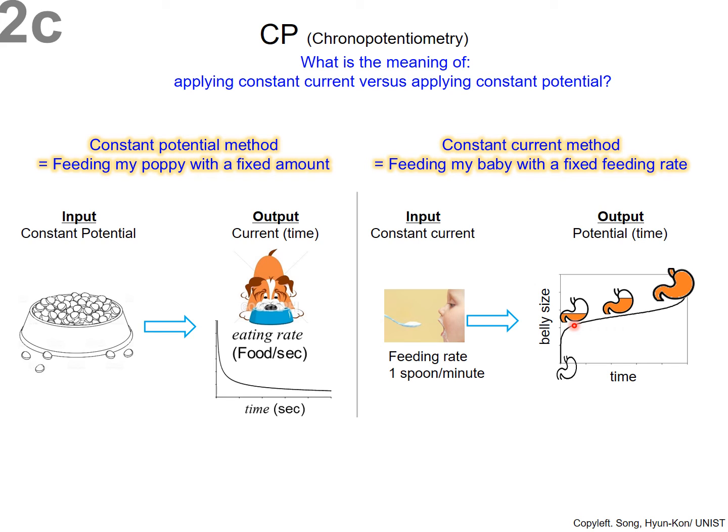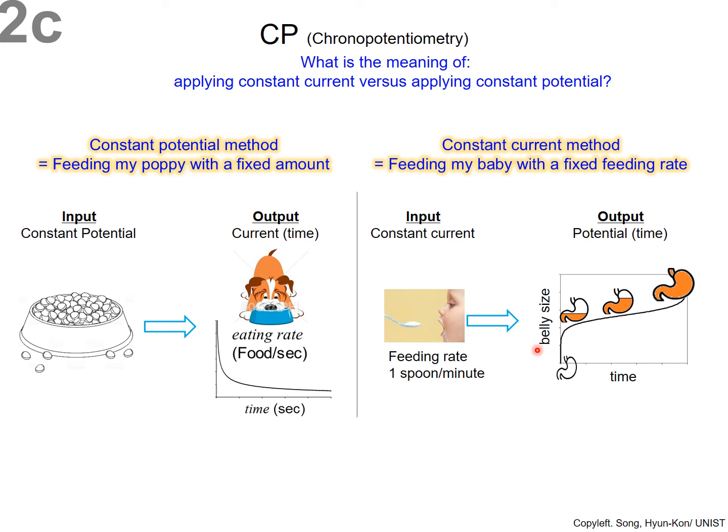Still, I'm feeding my baby at the same feeding rate, like 1 spoon per minute, and then the empty space is filled out by the food from here to there, and the volume change is not very significant, unlike at the very first time. However, the volume of stomach would increase slowly. After the stomach is full of food, then probably my baby would resist eating. So the belly size of my baby is a function of time following this kind of curve. That is the constant current method.